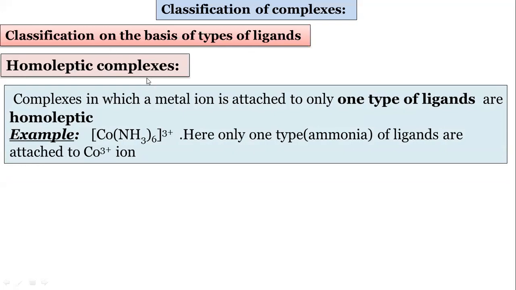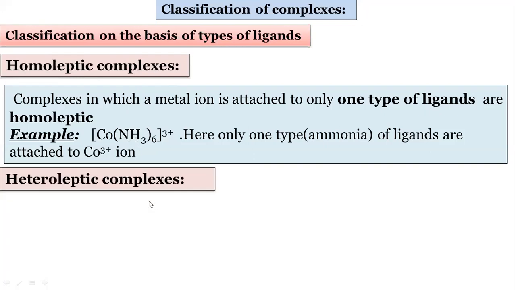We will discuss homoleptic complexes first. So what are homoleptic complexes? Homo means same. When one type of ligand is attached to the central metal, it is called homoleptic. See this example: Co(NH3)6, only one type of ligand is there. Only ammonia ligands are there. So it is a homoleptic complex.